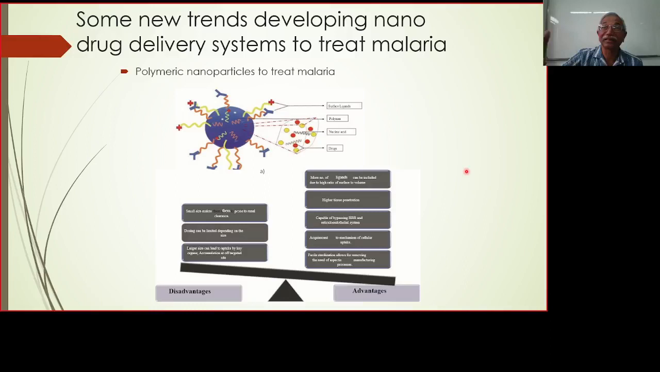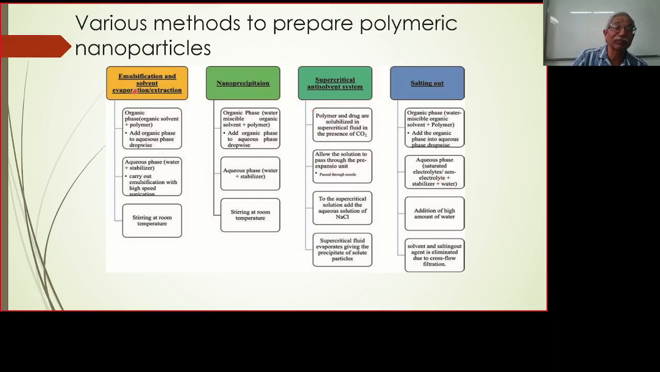So there are various methods to prepare polymeric nanoparticles. You use emulsification, or nano precipitation, or supercritical solvent extraction, or melting PPT. These are some of the techniques which are very simple, and you can do them in your labs here, very easy to make.